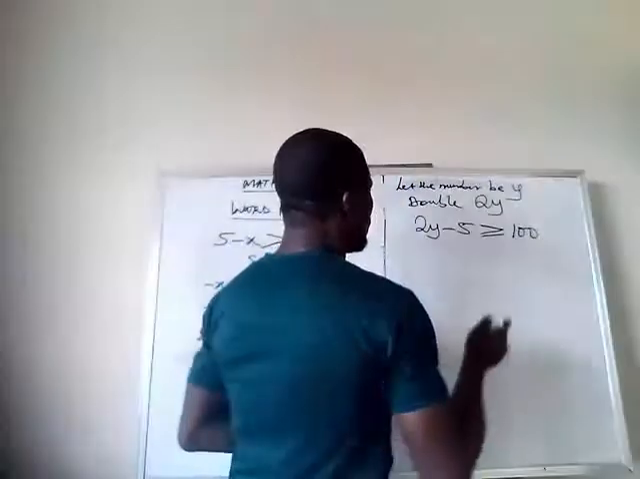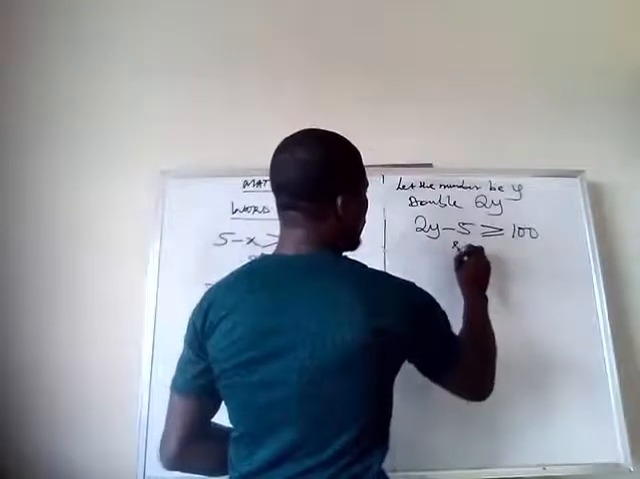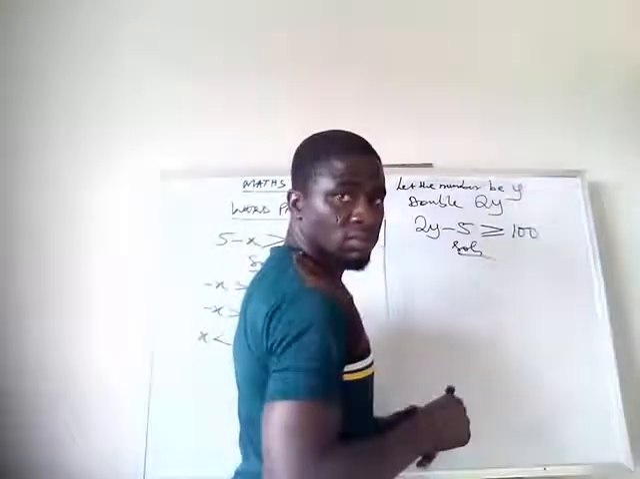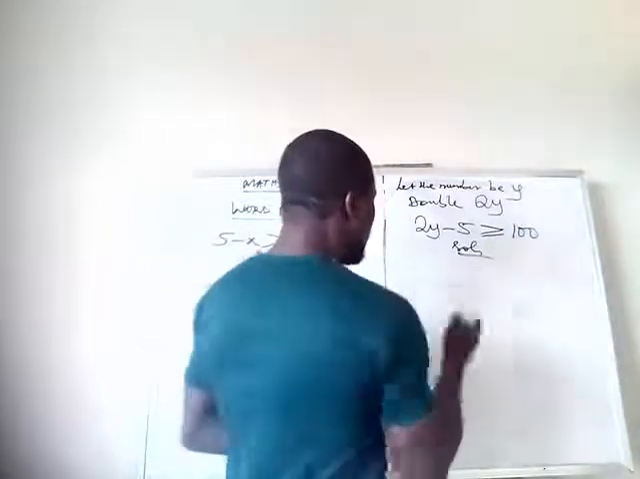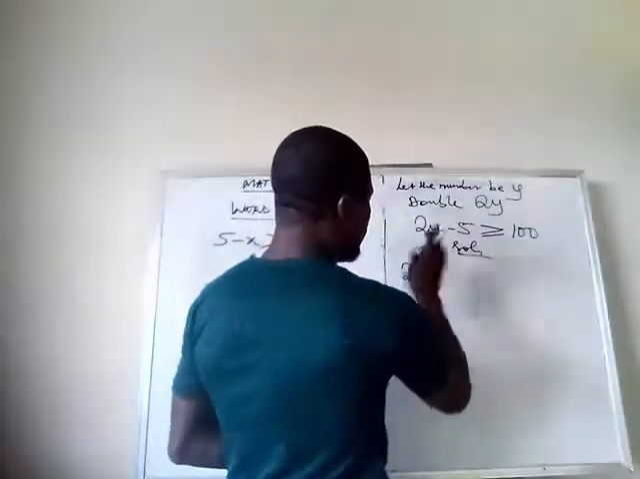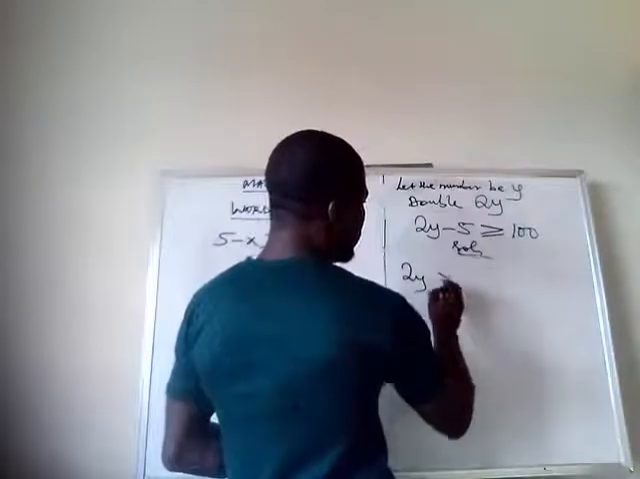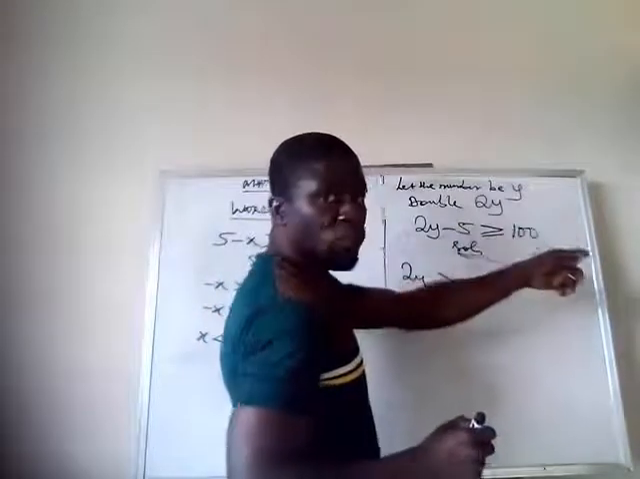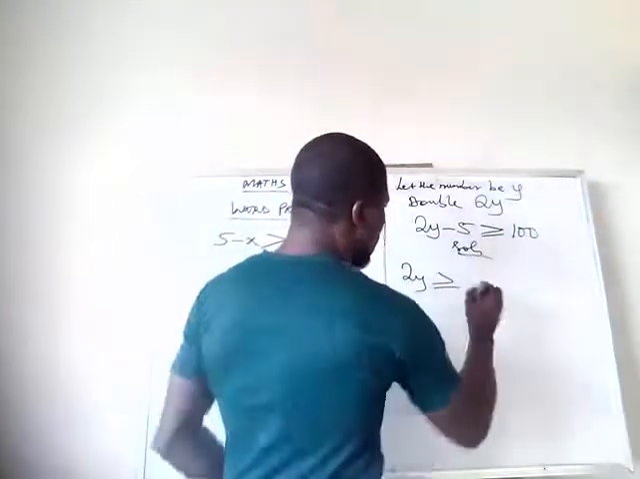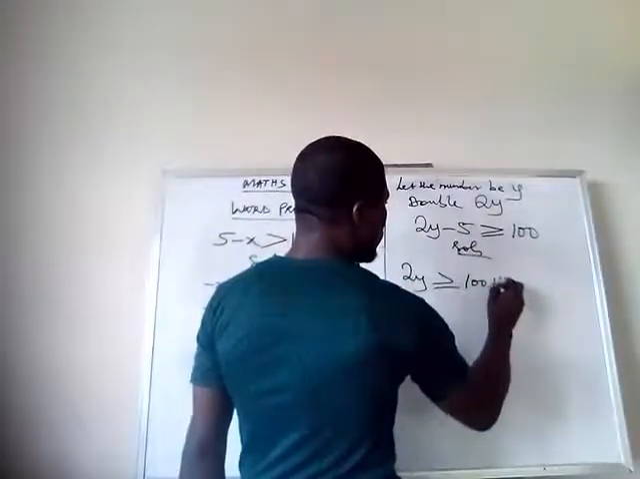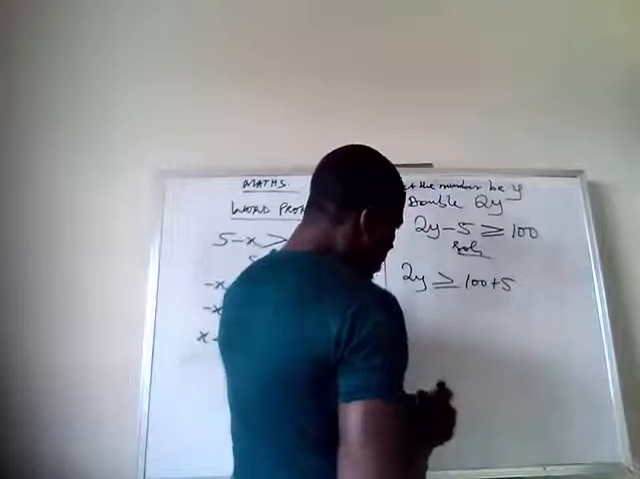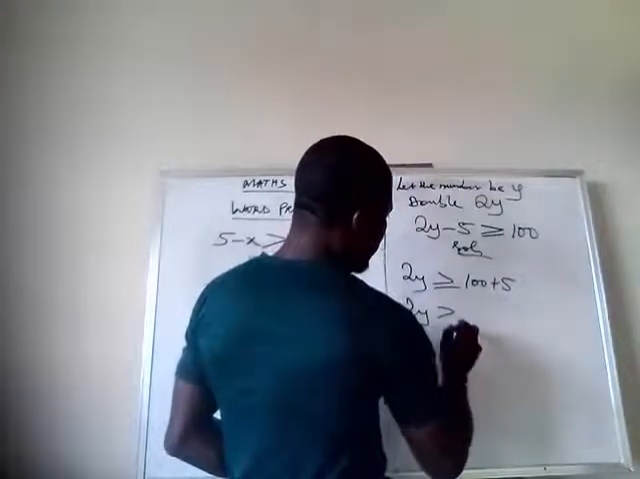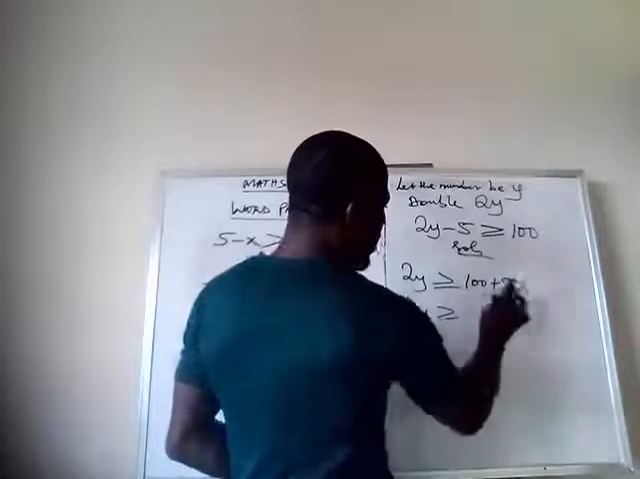So in this case, we have the solution now. In this solution, we collect like terms. When we collect like terms, you have 2y at the left-hand side, greater than or equal to minus 5, which we move to the right-hand side. You have 100 plus 5. 2y is greater than or equal to 105.